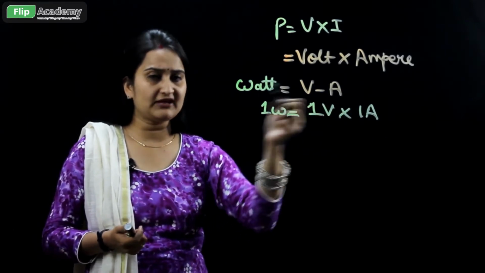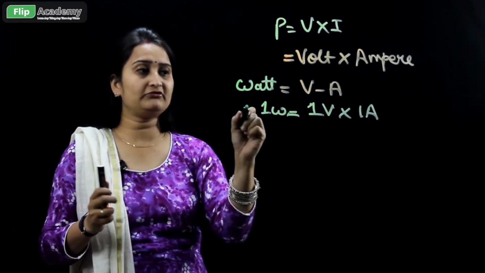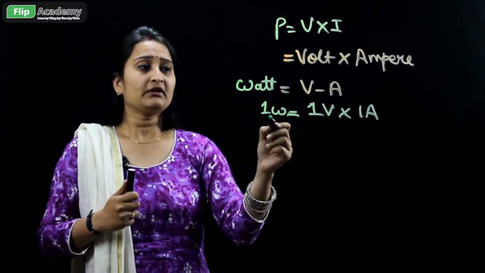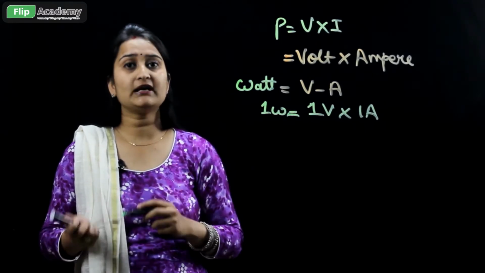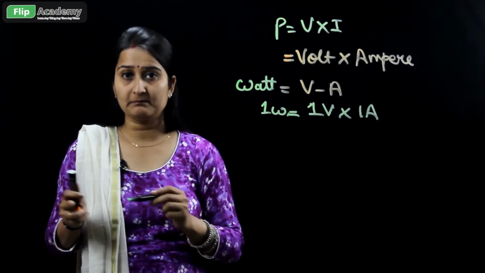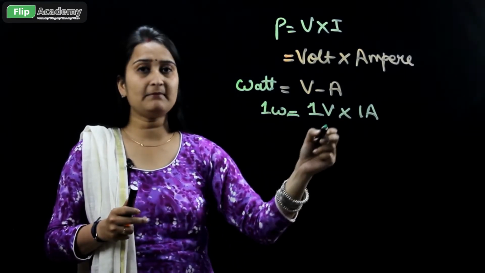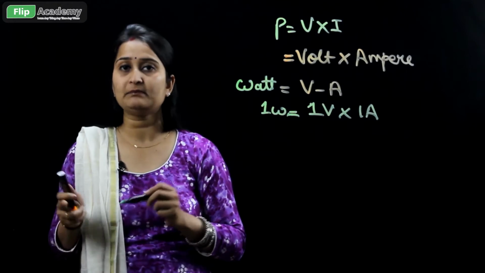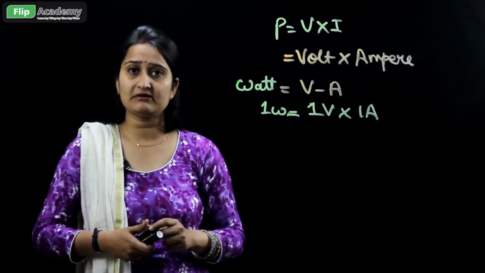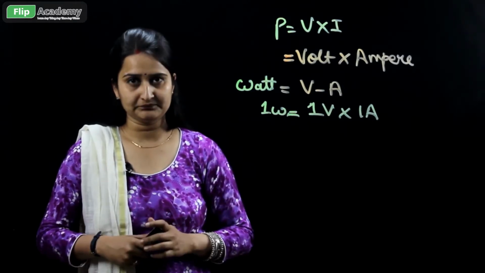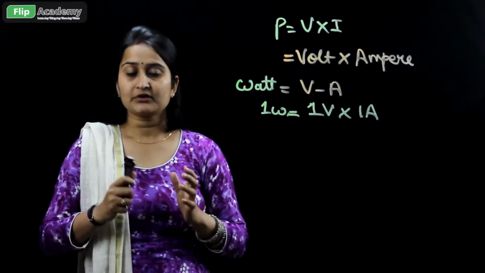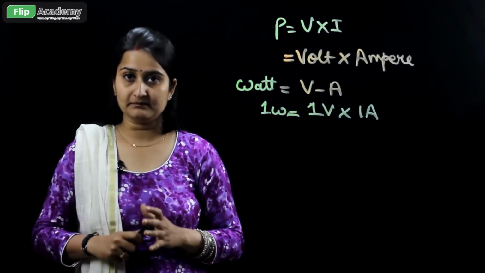Now frame the definition. I have told you if the formula is in front of you, you can easily frame the definition like this: 1 watt is the power rating of the electric appliance when 1 volt potential difference is applied across it and 1 ampere current is flowing through that particular appliance. So this is how we can frame the definition according to the formula. Next, the very important term is commercial unit of power.